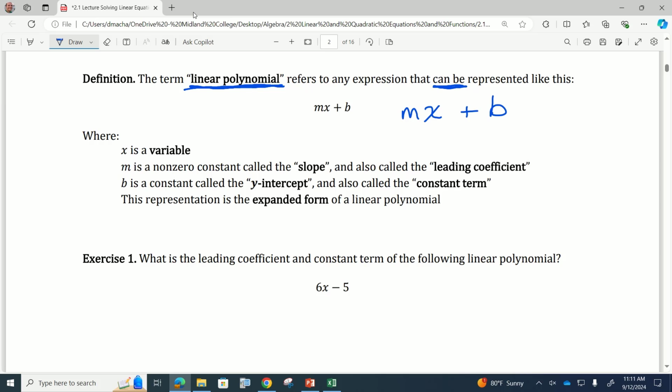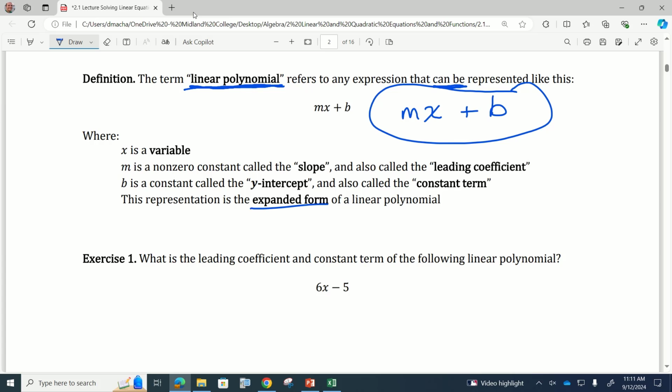But we also call it the constant term, because there's two terms here, a first term and a second term. And this term is constant, whereas this term is variable. So if I say the word constant term, we're talking about the term that doesn't get a variable. And when we choose to represent our linear polynomial in this form, mx plus b, this is what's called the expanded form of a polynomial.